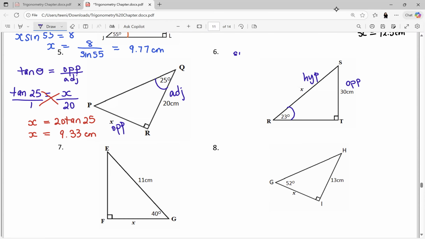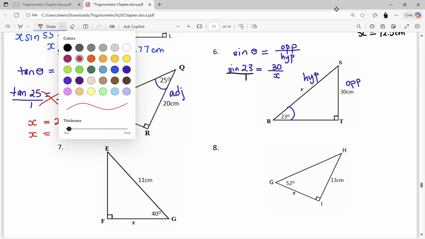We recall the ratio sine of an angle x or theta, just an unknown angle, is equal to the opposite over the hypotenuse. Therefore, sine of this angle, 23 degrees, is equal to your opposite side, which is 30, over the hypotenuse, which is x. In this case, guys, when you have the unknown side in the denominator, you have to do a little more rearranging, right? It's not as straightforward as multiplying 30 by sine of 23.